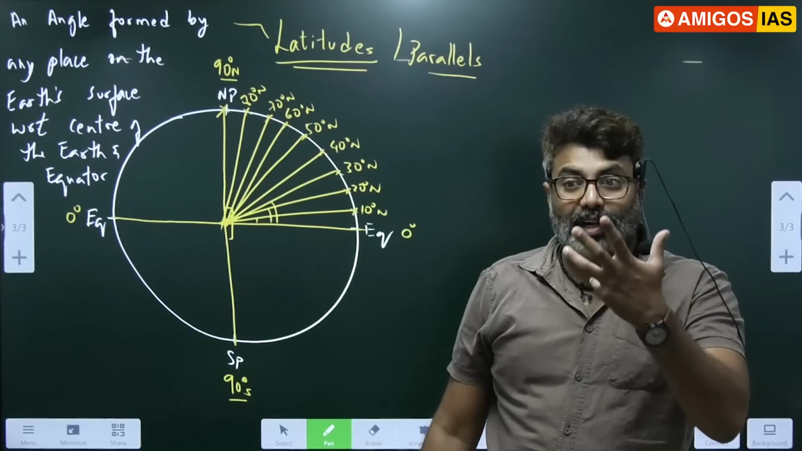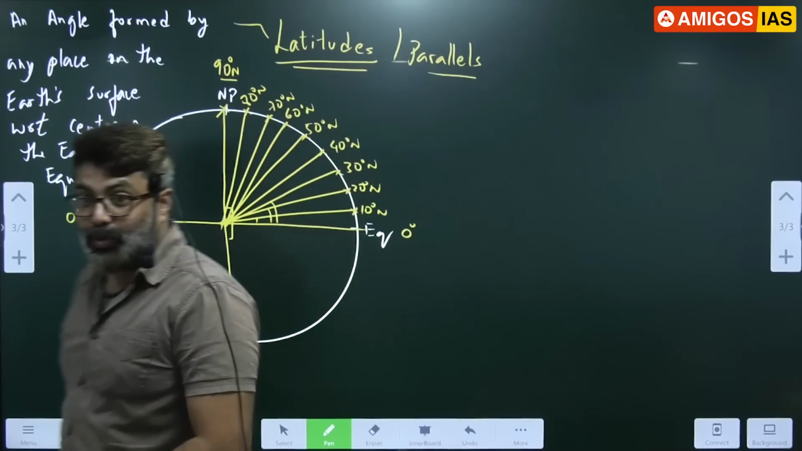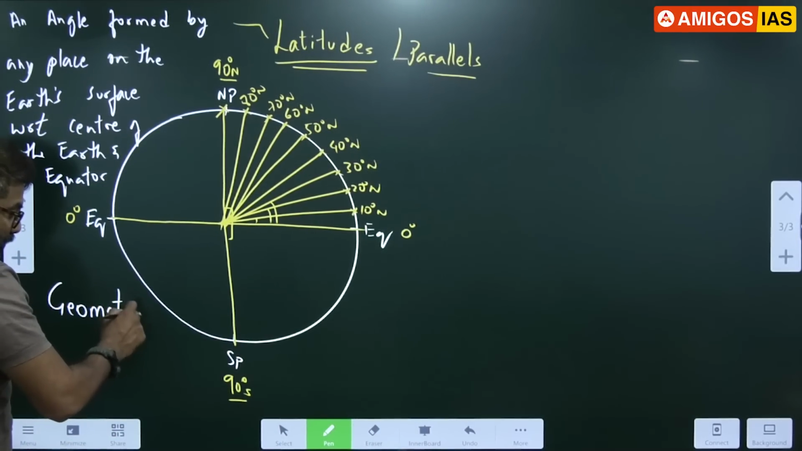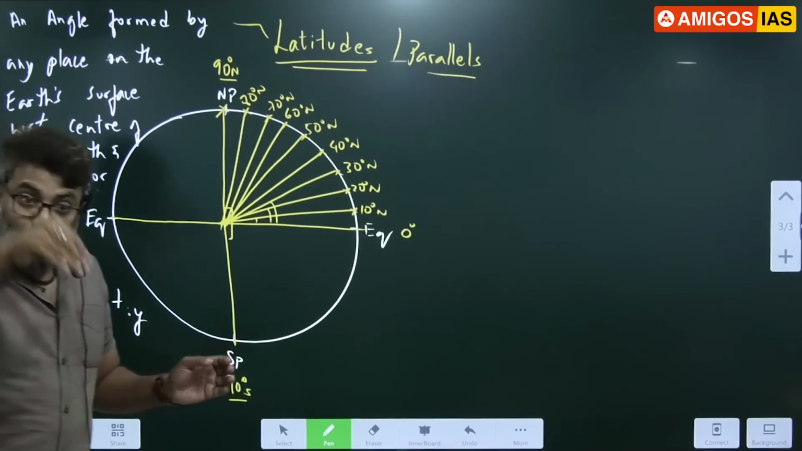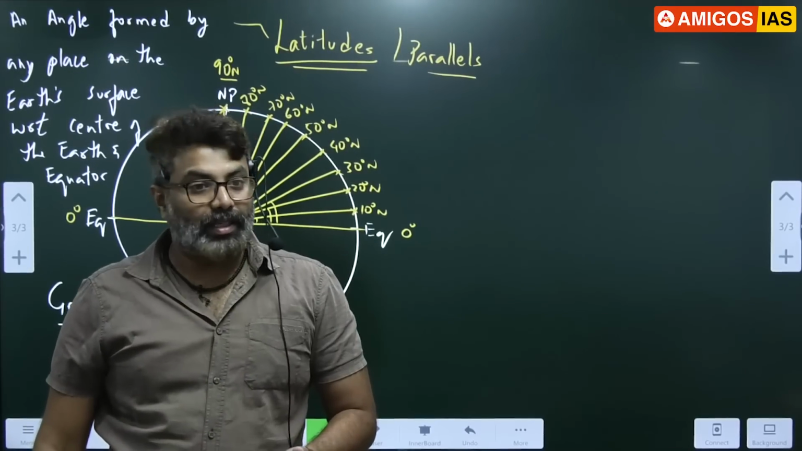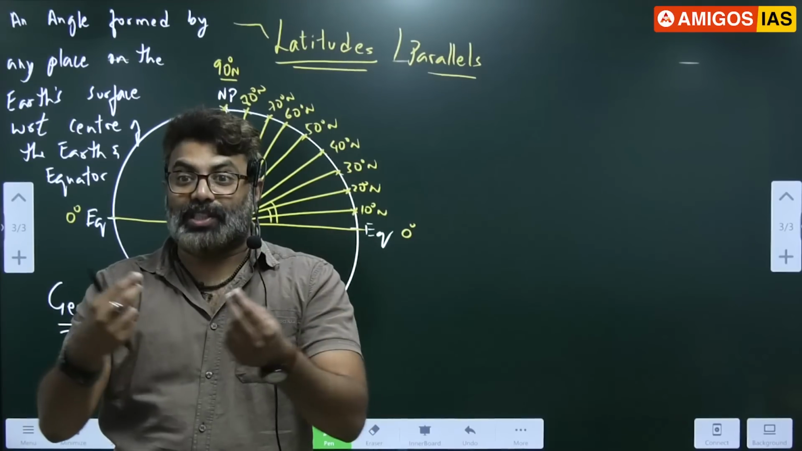What are we trying to do? We are trying to measure different places on earth. This is what we call geometry. What is geo? Earth. Correct. We all have studied this in our school. Geo means earth. Metry is measurement. So geometry is a branch of geography first, then mathematics.